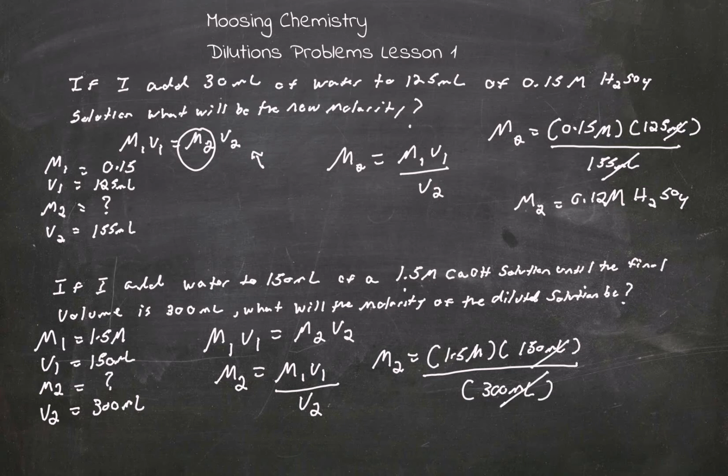So our milliliters cancel out, and our new molarity is going to be, put in the calculator, 0.75 molarity of CaOH. And this problem makes sense because we're adding more water to the solution. We're going from 150 milliliters to 300 milliliters, which will dilute the calcium hydroxide.